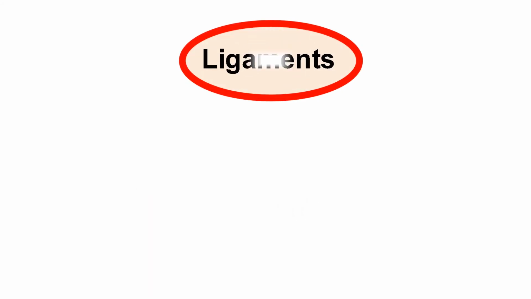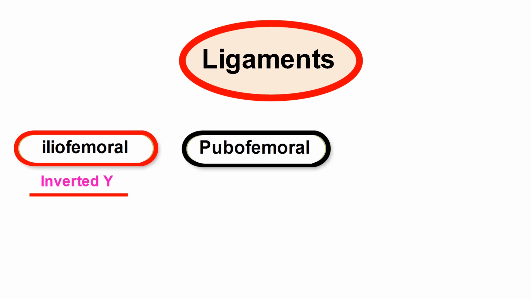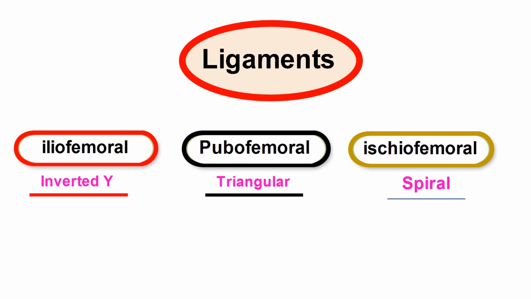Let's review. Ligaments of the hip joint: iliofemoral, which is an inverted Y-shaped structure; the pubofemoral, which is triangular; and the ischiofemoral, which is spiral.